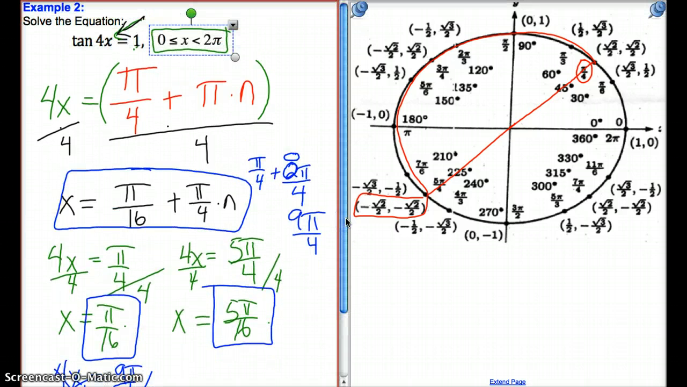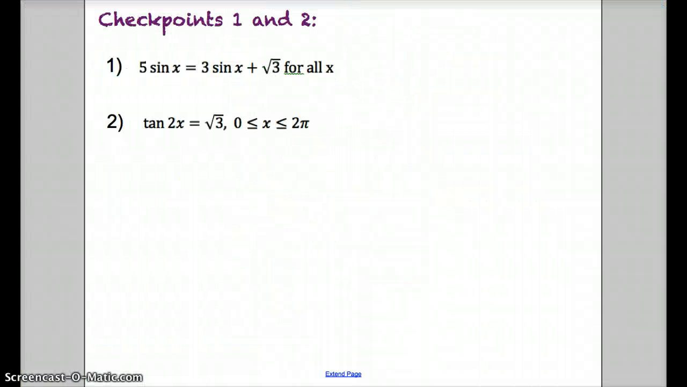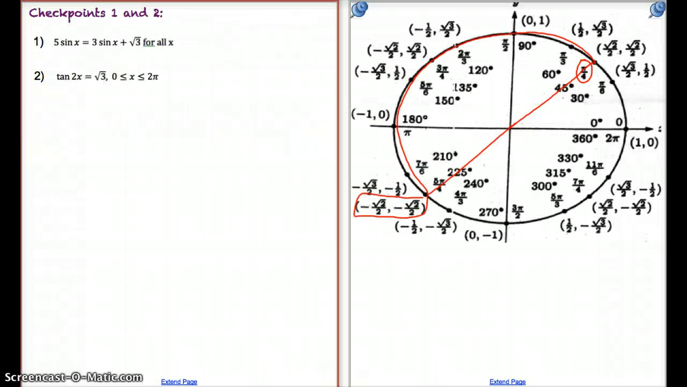There are 2 more questions that I'd like you to answer. And they are checkpoints 1 and 2, as you see here. So solve these 2 checkpoints, give them a shot, see if you can get them started. We'll talk more about how to find all of the solutions in class when we go over these checkpoints. But these 2 questions are due with your notes on Wednesday.